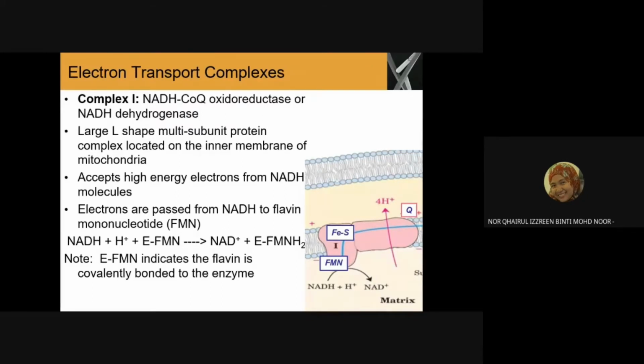Do you have a question about this? Do you have any question about this complex one first? Anyone have no question? Just turn on your mic, if you can understand, can you understand about this? Yes, doctor.